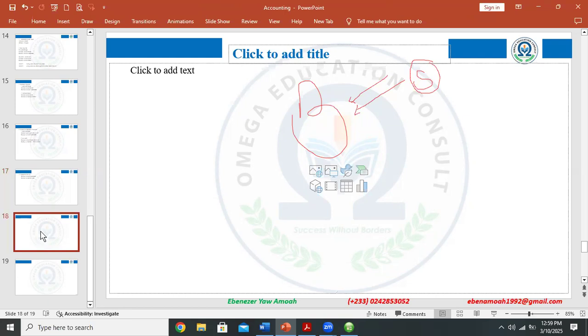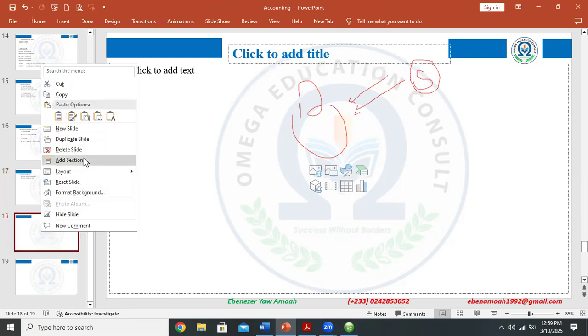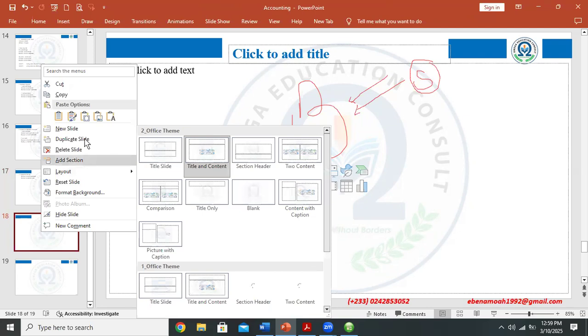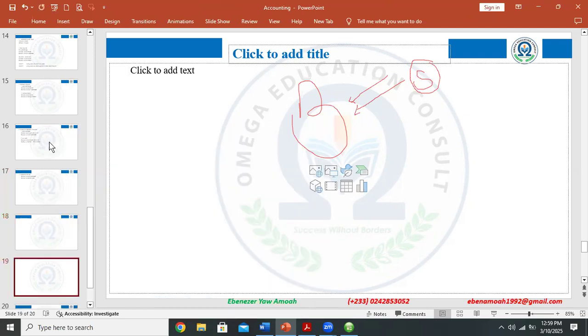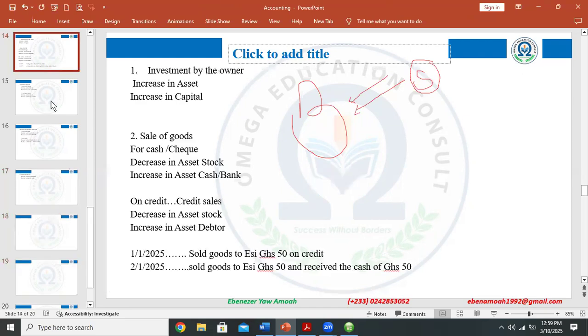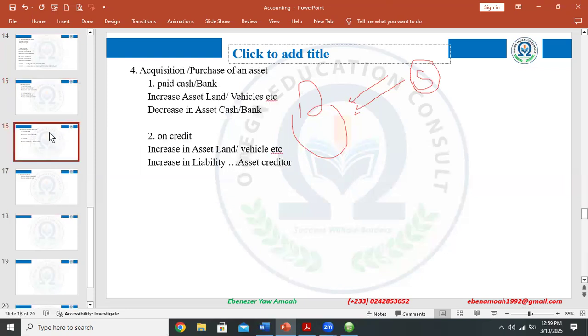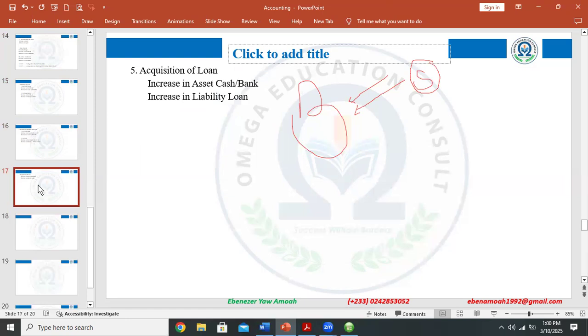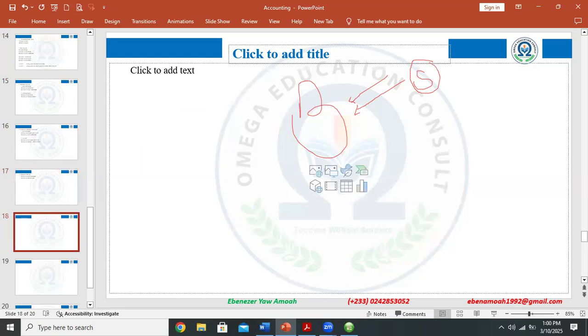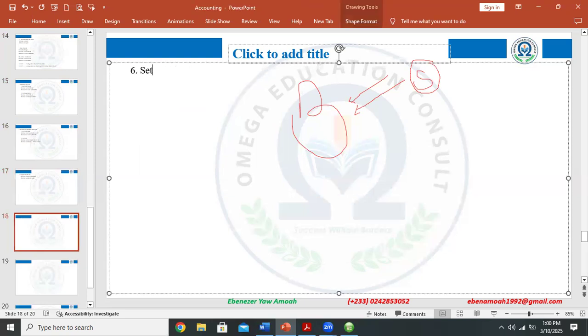Okay. So professors, we are going gradually. We've now done how many? 5. We have at least 5 more to go. So if you have questions on the 5 we've done earlier, you can prompt me. Just a quick review. We've done investment by the owner, sale of goods by the business, purchase of goods by the business, purchase of an asset, and then we just finished with acquisition of a loan. Okay. The next one, number 6, is settlement of a liability.